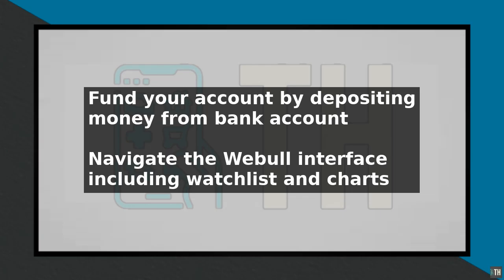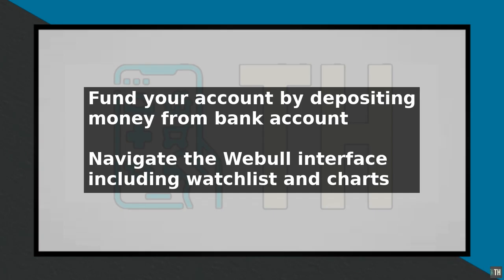To place a trade, select the stock or other financial instrument you want to buy or sell, and then choose the type of order you want to use, such as market or limit order. A market order executes the trade at the current market price, while a limit order executes the trade at a specific price you set.